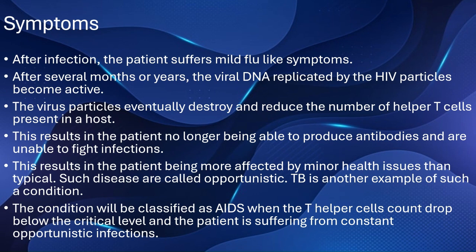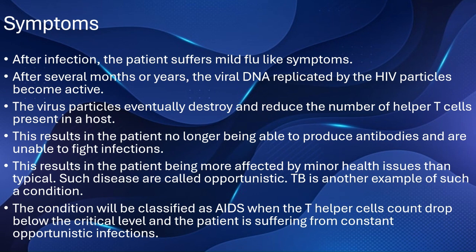So, after infection, the patient suffers mild flu-like symptoms, and after several months or years, the viral DNA replicated by the HIV particles becomes active. The virus particles eventually destroy and reduce the number of T helper cells present in the host, and this results in the patient no longer being able to produce antibodies and being unable to fight infections. So, for example, in this case, you could be shown a graph of how the number of antibodies changes in someone's body, and they might ask you to infer possible reasons why this has happened. Again, this is just a hypothetical question to prepare for.